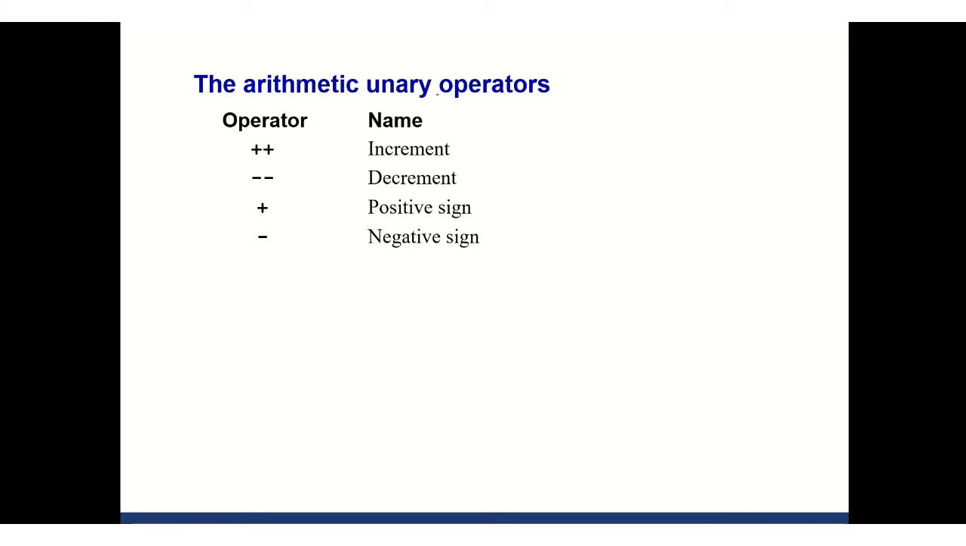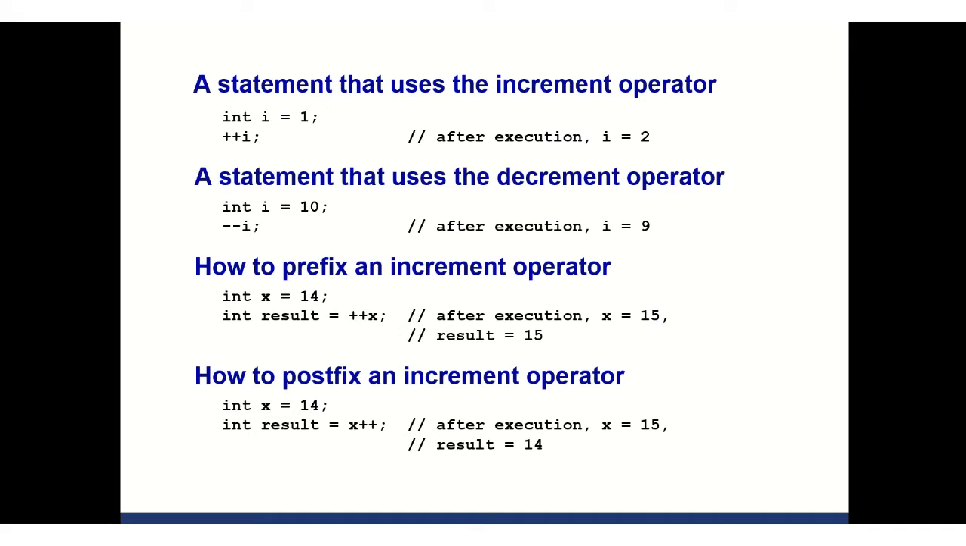The arithmetic unary operators: the plus plus operator stands for increment. So if you write x plus plus, this is equivalent to writing x equals x plus 1. Similarly, decrement is x minus minus, which is equivalent to writing x equals x minus 1. Each step, it will be decreased by 1. This is the positive sign and this is the negative sign. This is, I think, known to everyone.